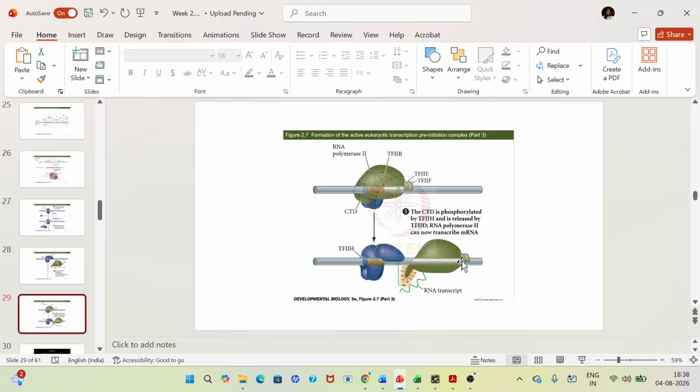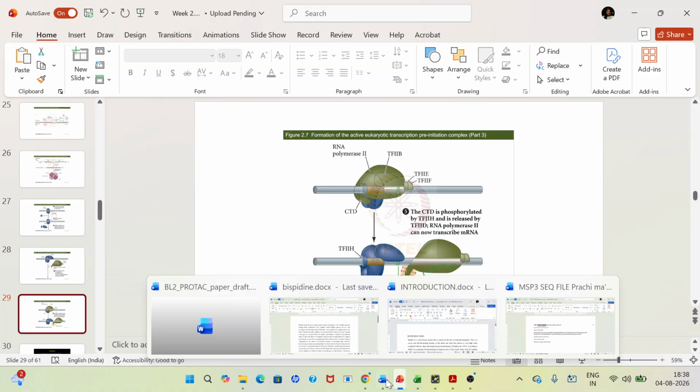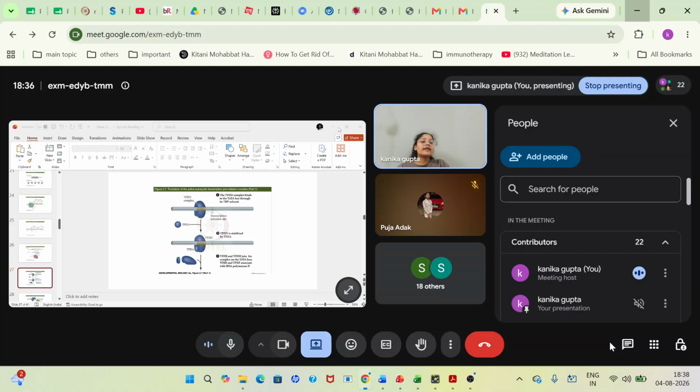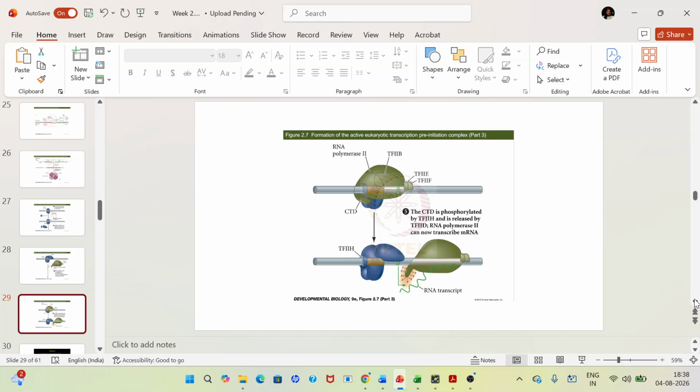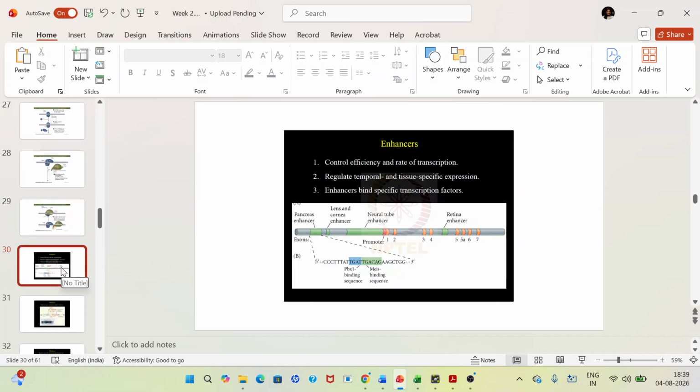The CTD is phosphorylated. The carboxy terminal domain of this RNA polymerase is phosphorylated by which transcription factor? That is TF2H, and it is released by TF2D. Okay, RNA polymerase 2 can now transcribe mRNA. Now this whole complex has been stabilized. Now this CTD of RNA polymerase 2 is what? Phosphorylated. Now it is ready to work, and now it can transcribe the gene properly. So before starting the transcription also, the gene has to undergo different kinds of preparations.